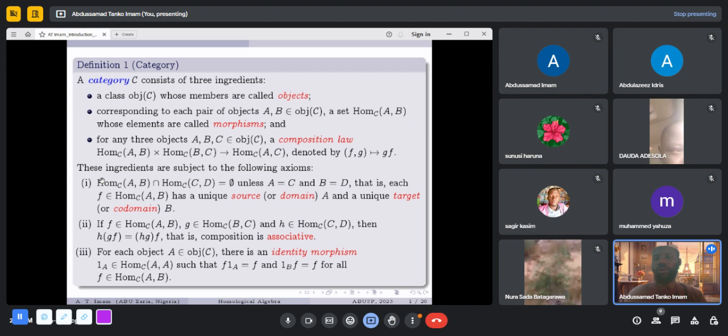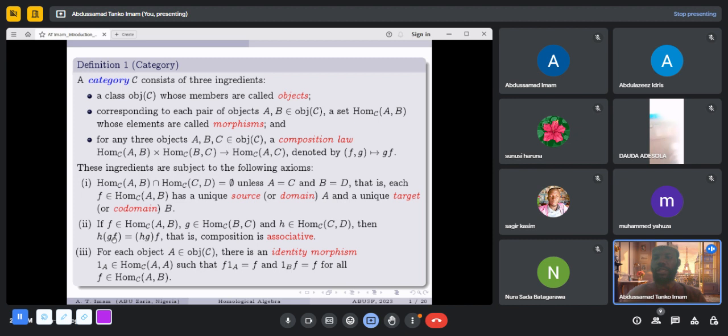In other words, the first requirement is to say that the intersection of any two hom sets is empty. You cannot have a mapping or a morphism or an arrow between two objects with two different sources and two different targets. This is not allowed. So every mapping, if you are thinking of mapping, should have a unique domain and a unique codomain. So this is the first requirement in the definition of category.